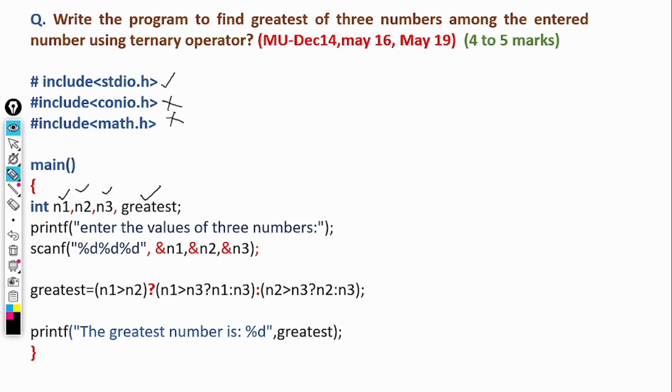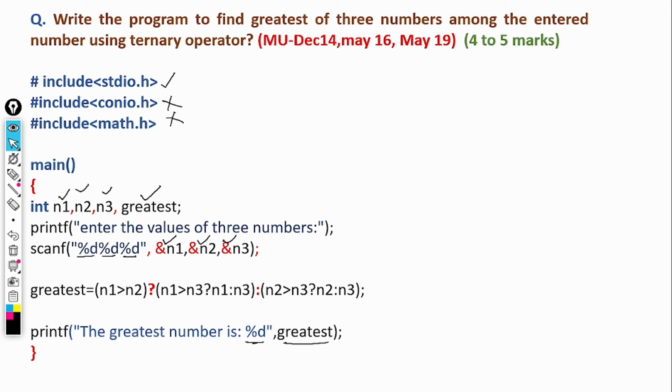Since 3 numbers are taken from the user, I have written %d 3 times, you can see, and &n1, &n2 and &n3. After taking all the 3 numbers, you need to write this ternary operator. This is a nested ternary operator. Okay, I will not explain it again. You can rewind the video and you can see. Then the printf command, the greatest of the number is %d, and then the greatest will be printed.